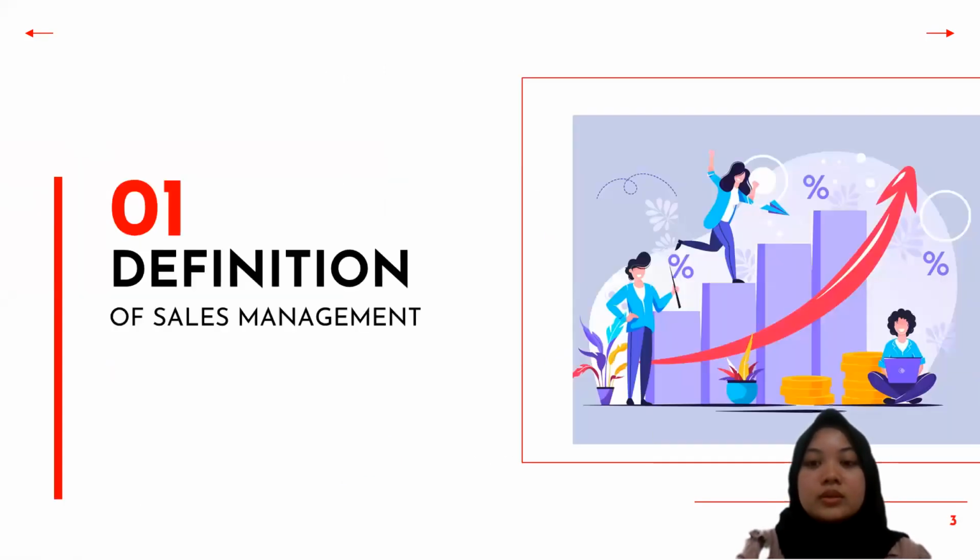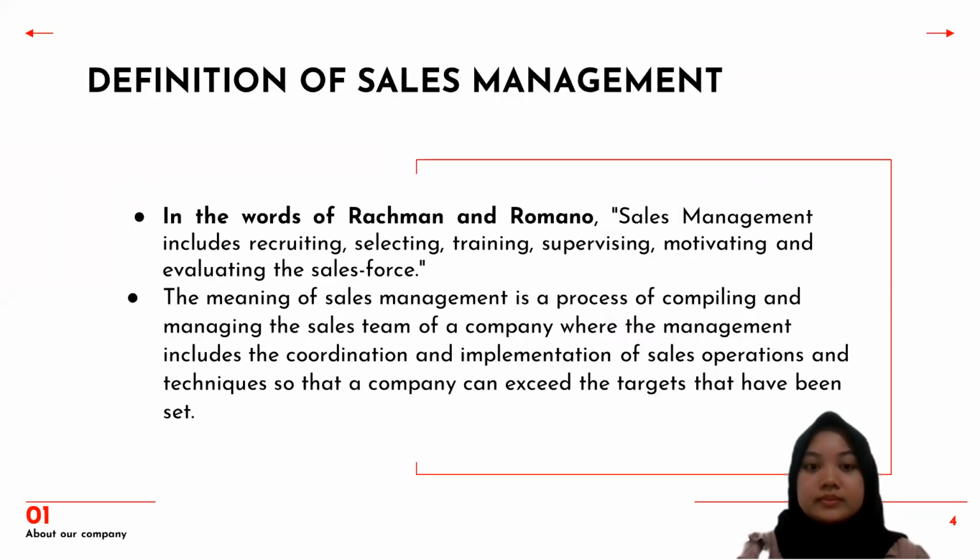The first one, I will talk about the definition of sales management. The definitions of sales management are many, and I choose one from a professional. There are the words of Rahman and Romino: sales management includes recruiting, selecting, training, supervising, motivating, and evaluating the sales force.